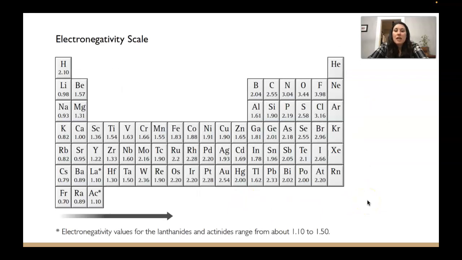Here is a table of electronegativity values. These do not have units. Here you can see fluorine has the highest electronegativity value, 3.98, and francium down here is the lowest. Our noble gases are lacking any numbers at all, so you can just ignore them. And fluorine is our most electronegative.